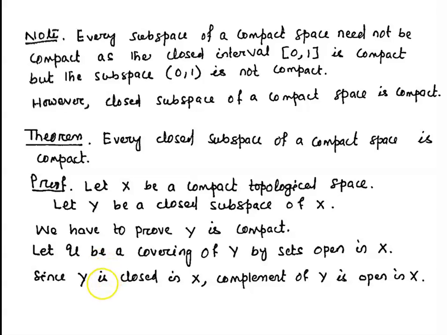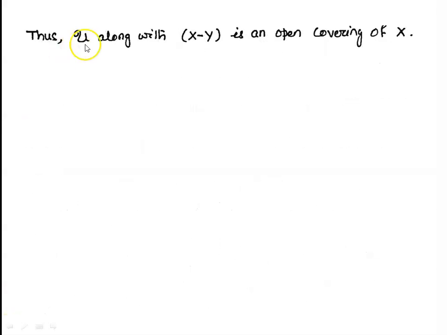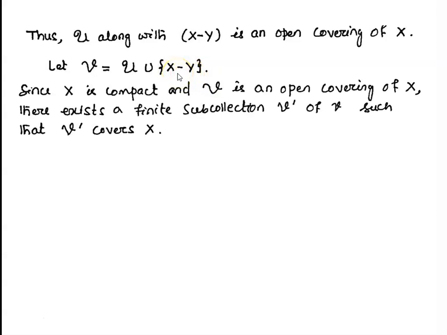Now we have that Y is a closed subset of X, so the complement of Y is open in X. Now the collection U along with the open set X minus Y is an open covering of X, because U covers Y, along with which we have taken the complement of Y. This new collection V, equal to U union X minus Y, is an open covering of X by sets open in X. Since X is compact, V has a finite subcollection, let us denote it as V dash, which covers X.